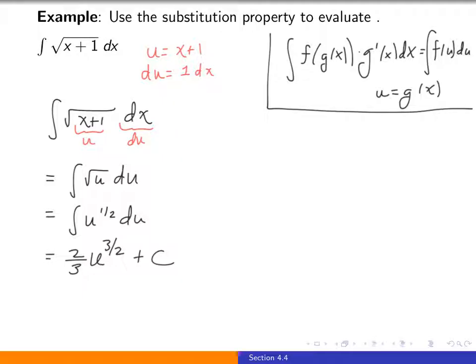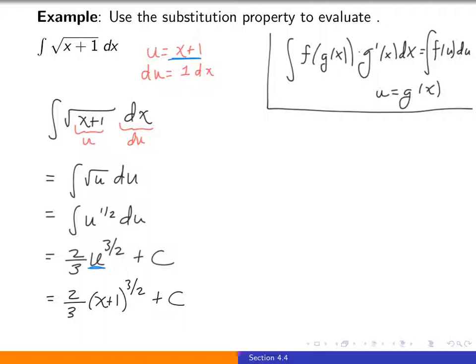That is, the original question was phrased in terms of the variable x, so our answer needs to be in terms of the variable x. And we go back to our substitution. Note, u is equal to x plus 1. So each u becomes an x plus 1. And this step of the problem is what we refer to as the resubstitution.